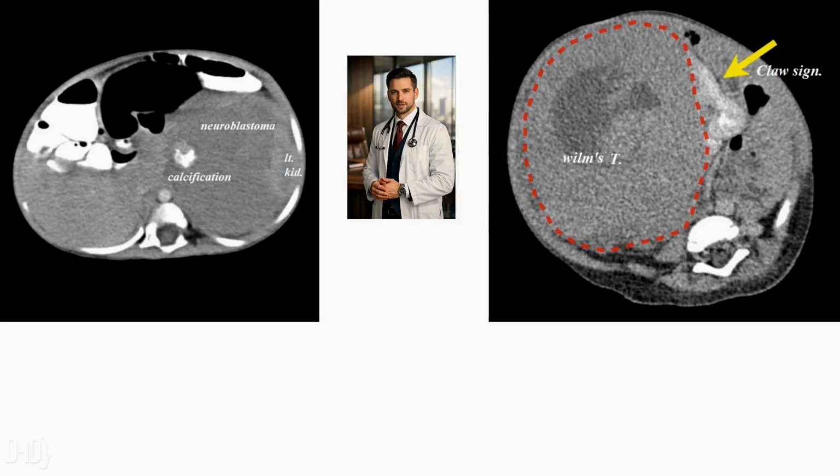Let's summarize your reading room checklist. 1. Origin. Intrarenal with a claw sign: Wilms. Extrarenal: neuroblastoma. 2. Vessels. Encasement and crossing the midline: neuroblastoma. Displacement: Wilms. 3. Calcification, present and coarse: neuroblastoma. 4. Age. Both peak around age 2 to 3, but neuroblastoma can appear much earlier in infants.